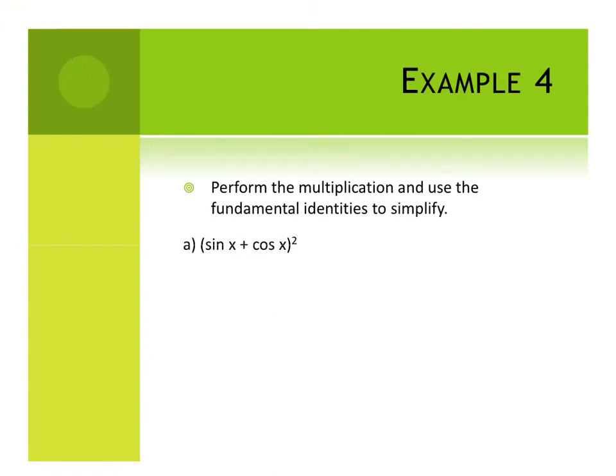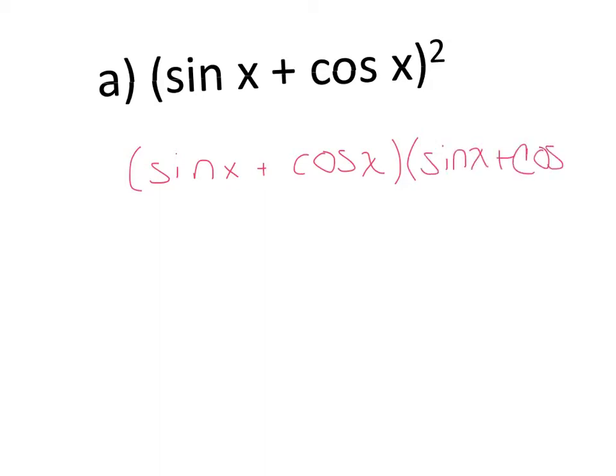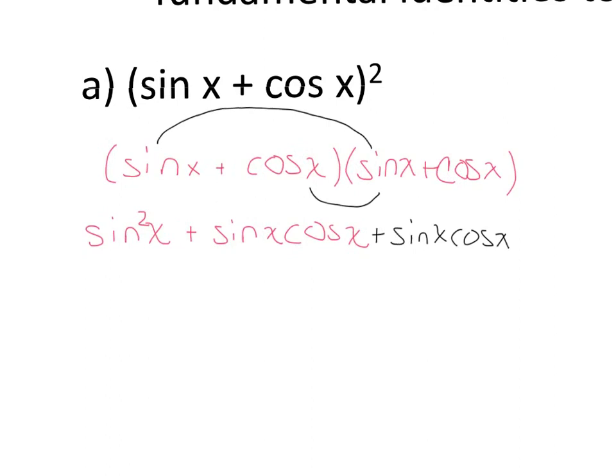Alright, example number 4 says perform the multiplication and use the fundamental identities to simplify. So here when we're performing the multiplication, basically this is a binomial that we're multiplying to itself. Then I'm going to distribute my first term, and I'm going to get sine of x times sine of x is going to give me sine squared x. That's my first term. When I multiply my second term, I'm going to get sine of x times cosine of x. Then when I start moving towards my middle term, I'm going to get another sine of x, cosine of x. And when I do my last term, I'm going to get plus cosine squared x.